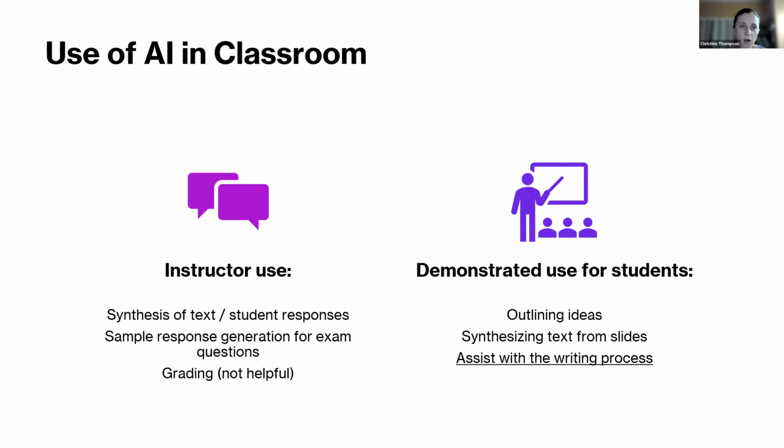So in this class overall, I have been experimenting, leaning into using AI in the classroom, both for my purposes and for the students. So in my uses, I've used it to synthesize text and student responses. So when they're reflecting on the journal articles, I can input their reflections and ask ChatGPT to summarize it. I've used it to generate sample responses for exam questions. So we have essay exams, so I can see sample answers, which then I can use to generate rubrics. And sometimes they come up with things that I might not have thought of for these questions.